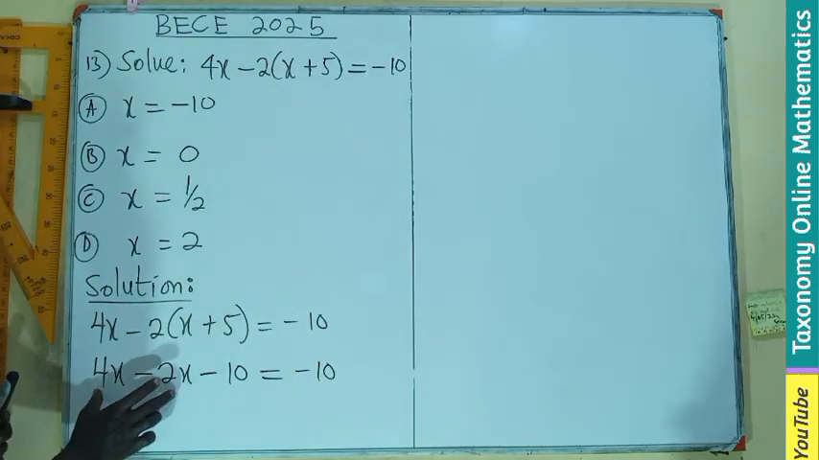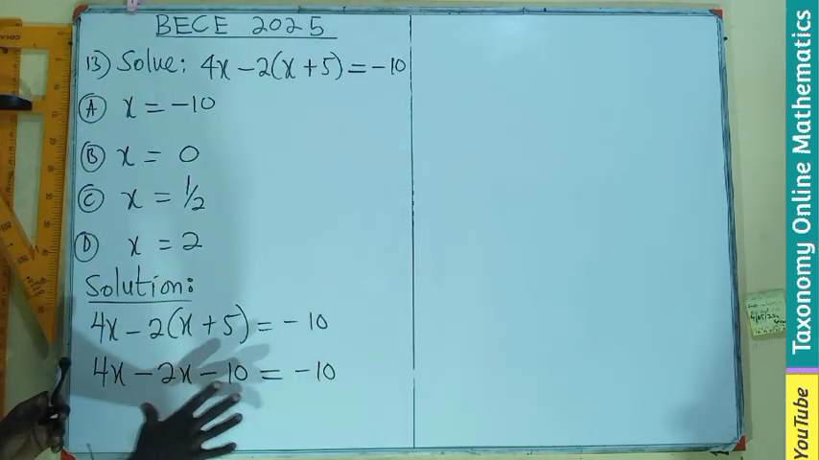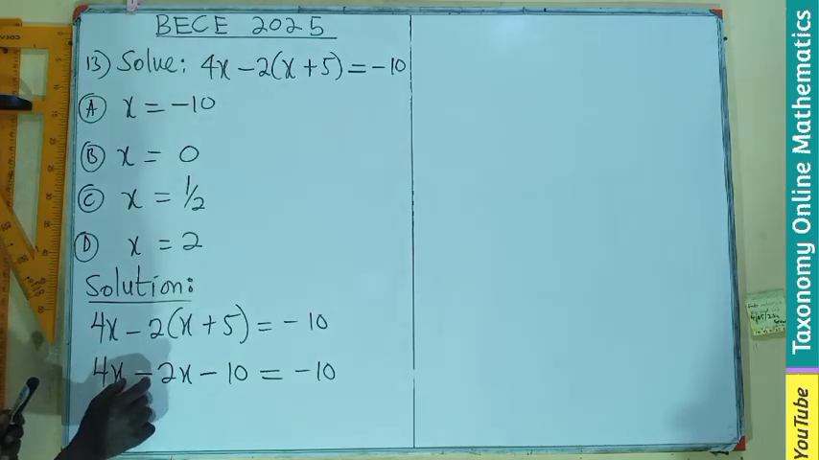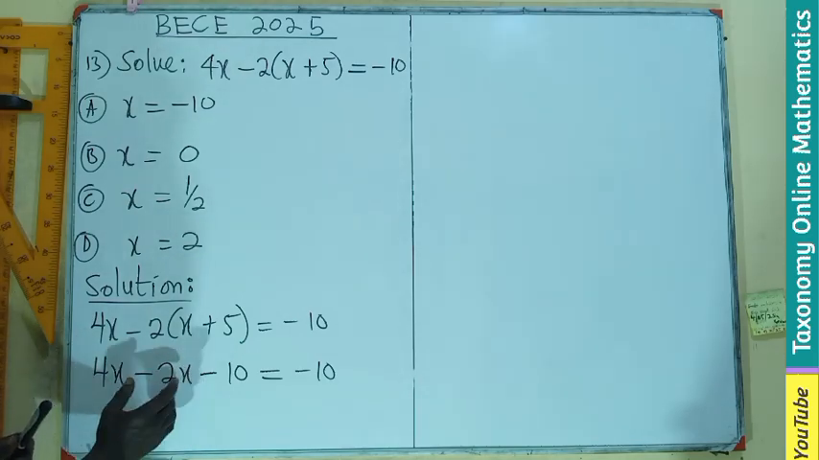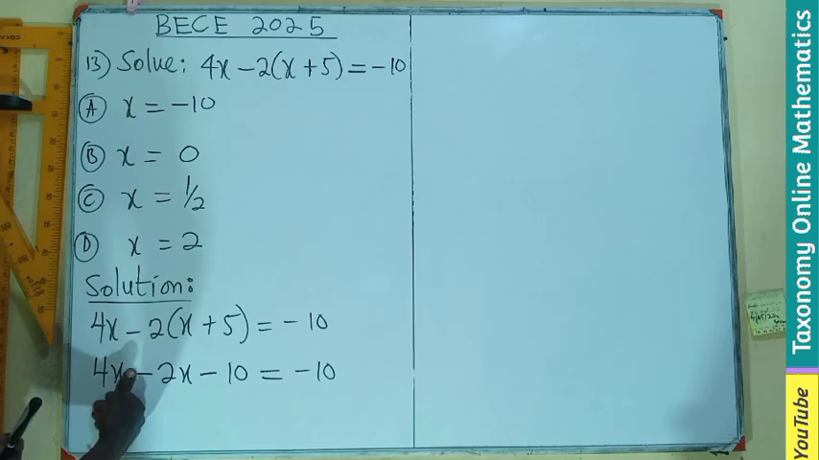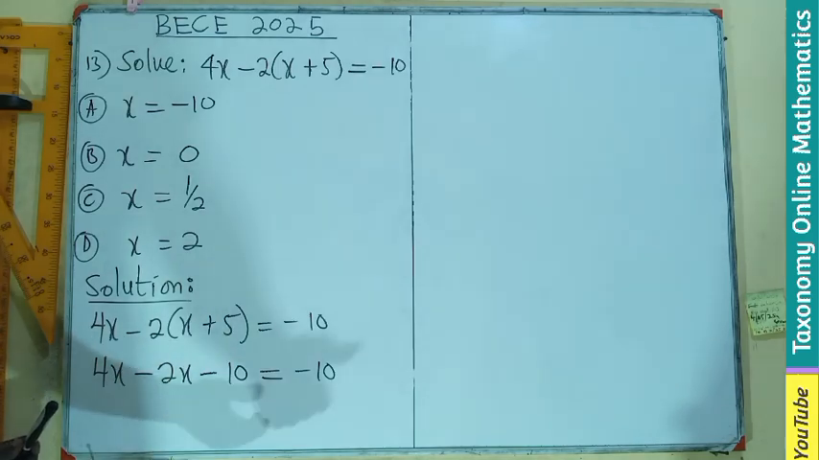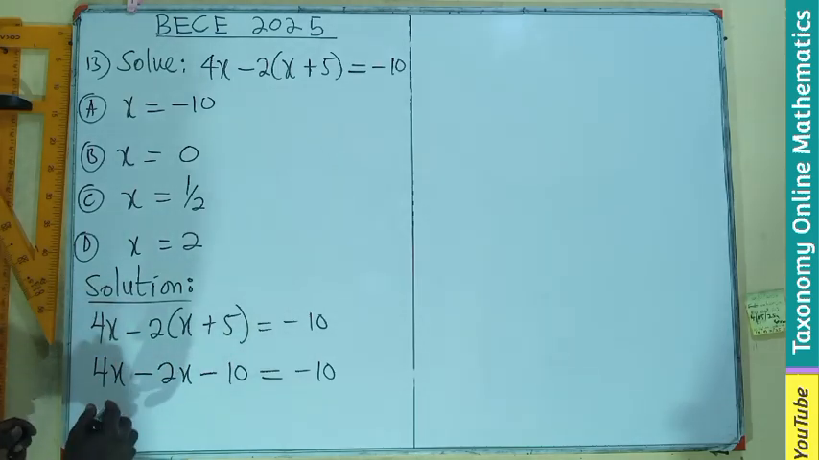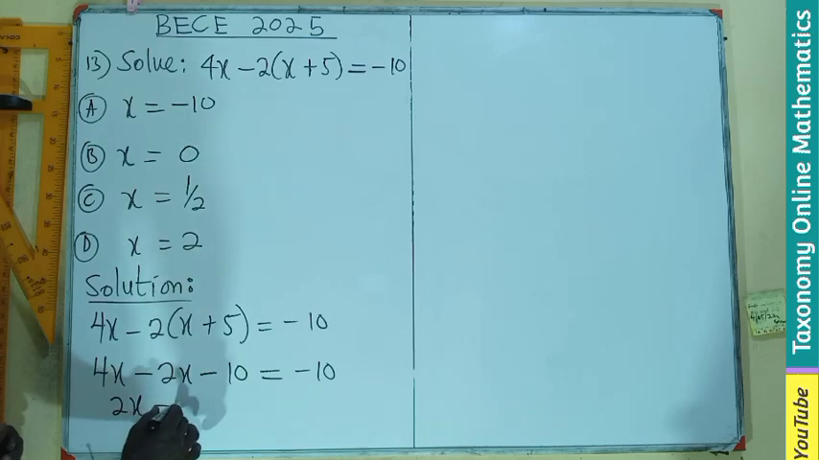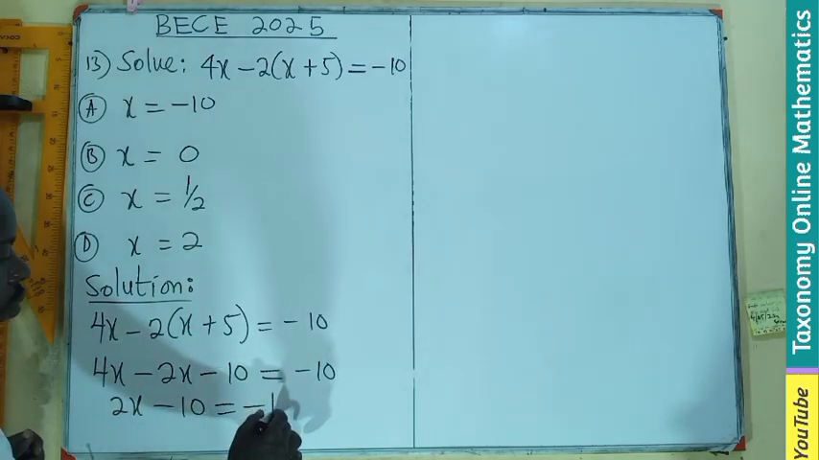So we are going to simplify here. First, let's simplify 4x minus 2x. The x is just like a branding. So 4 apples minus 2 apples will give you just 2 of the apples. So I have 2x minus 10 equals to negative 10.